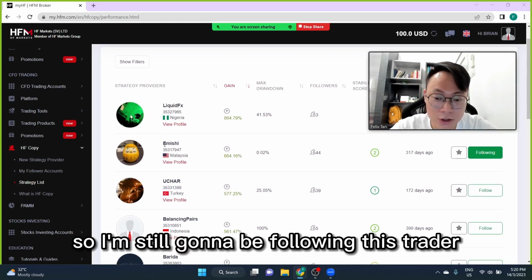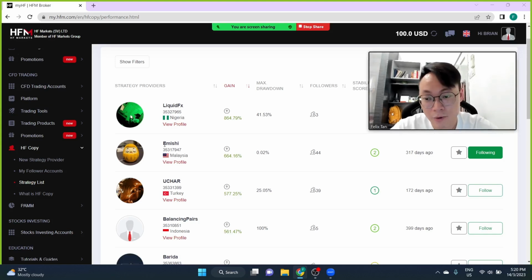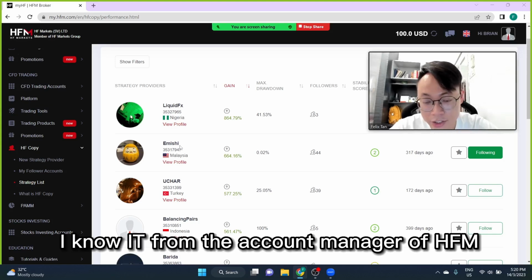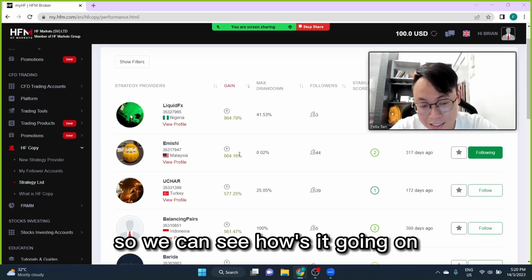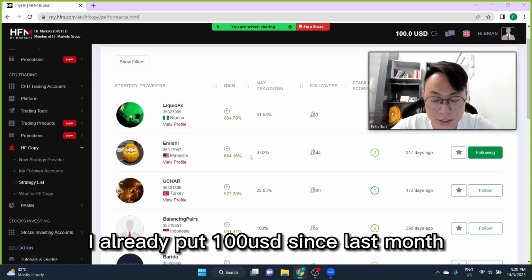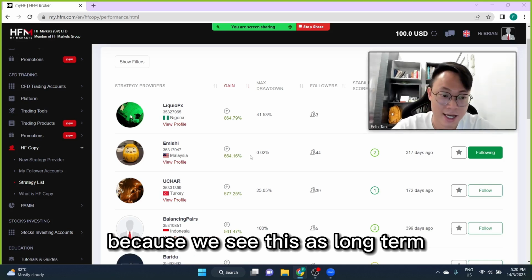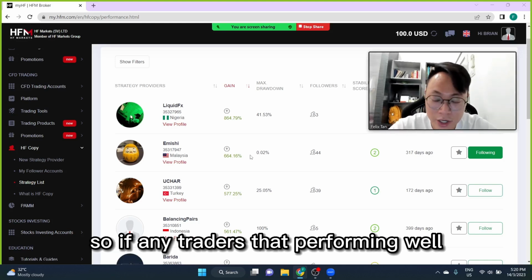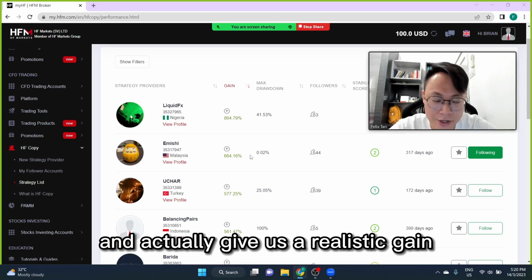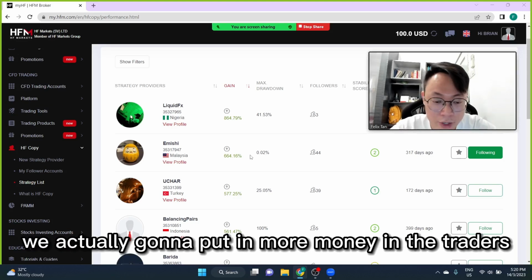I'm still going to be following this trader, MSG. He's actually a Japanese trader but living in Malaysia, from what I know from the account manager of FHM. We're going to see how it goes because he's a swing trader. I already put in the $100 since last month, but there's no trade yet. We're just going to be patient because we see this as long term. If any traders are performing well and give us realistic gains for maybe up to 3 or 4 months, we are going to put more money into those traders.